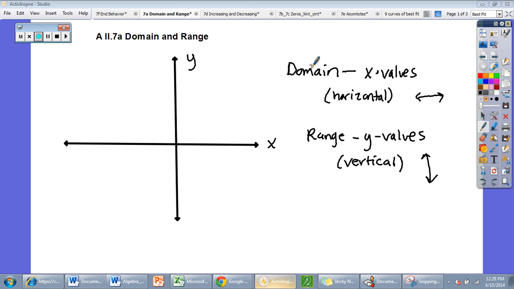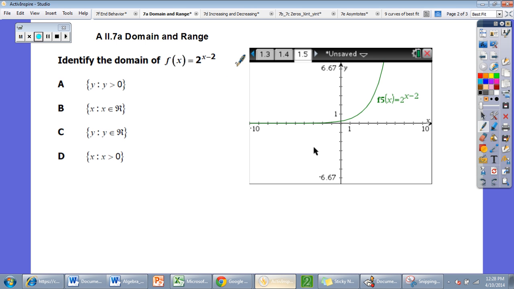So if we take a look at an example for domain, it says identify the domain of f of x is equal to 2 to the power of x minus 2. So what you would want to do with that is graph it on your calculator so that you could look at what the graph of that is. I went ahead and graphed it on my calculator and put a picture of that here.